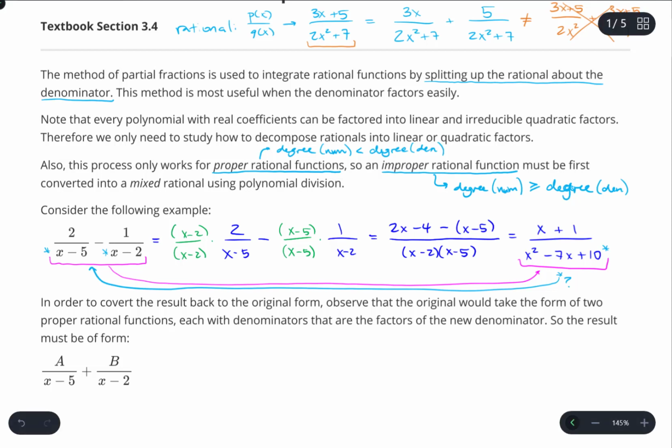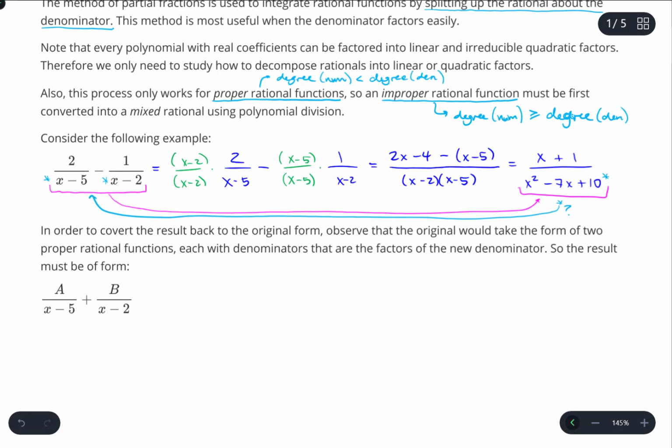Once I figure that out, then those two factors will give me the denominator of the sum of two fractions that could make this original fraction up. So this is just effectively a guess as to what the original form might look like. Now, notice I have a constant A. I don't know what it is, but it's some constant A over x minus 5. And then some constant B over x minus 2.